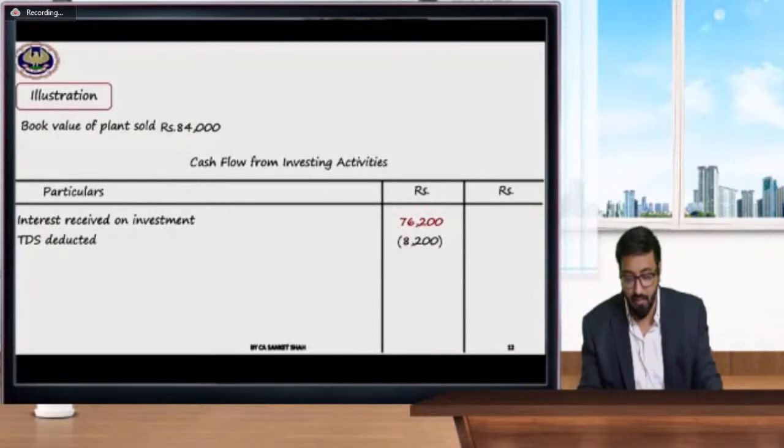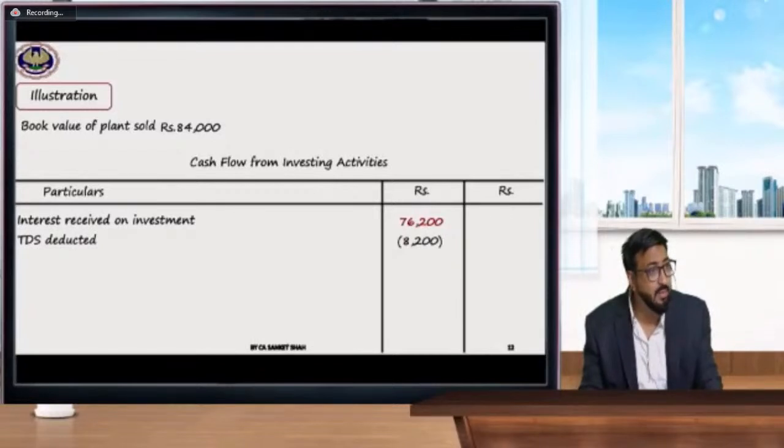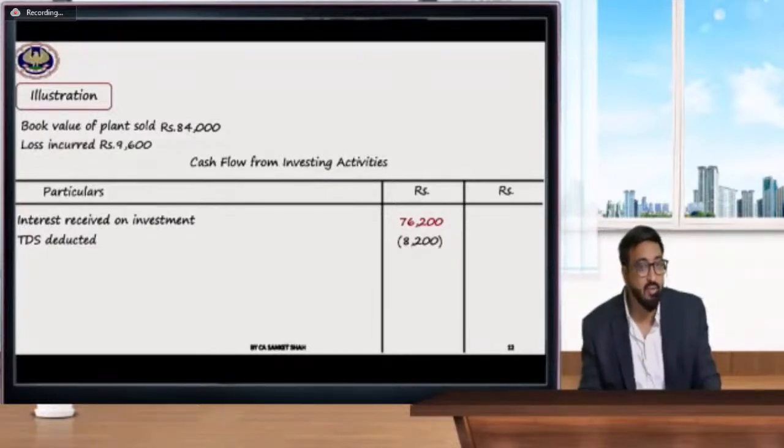ऐसा तो नहीं होगा फिर कि मैं आपकी आरती उतारूंगा। Book value of plant sold 84,000, see the book value. Yes, in cash flow statement, are you going to write book value or selling price? Apply logical. हाँ, जितना कैश आएगा वो। Loss incurred is 9,600. So can you find out selling price? Are you going to add it or deduct it? Loss. To get selling price, are you going to deduct it from book value or are you going to add it?